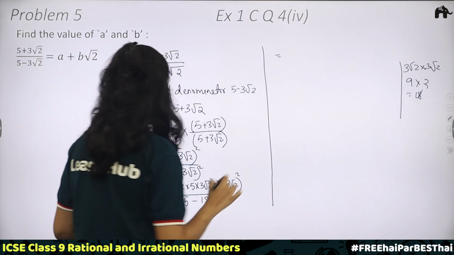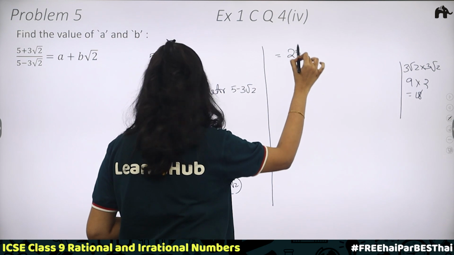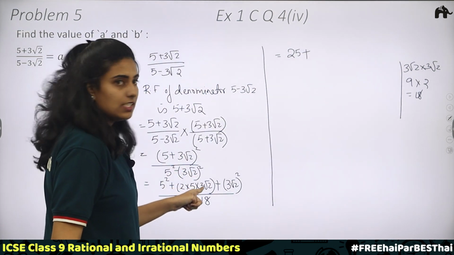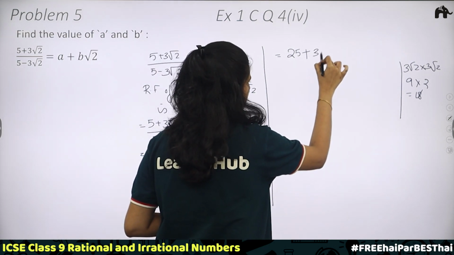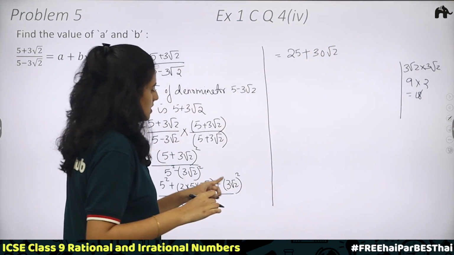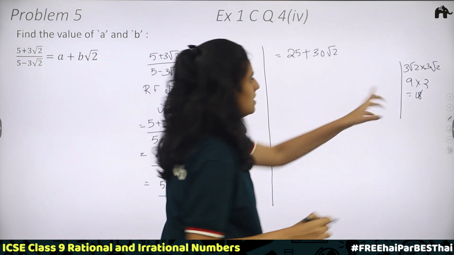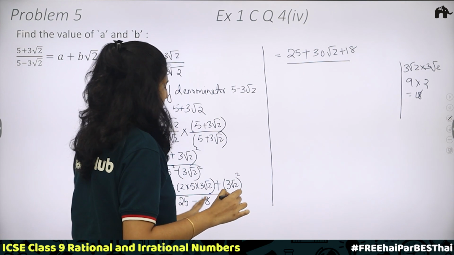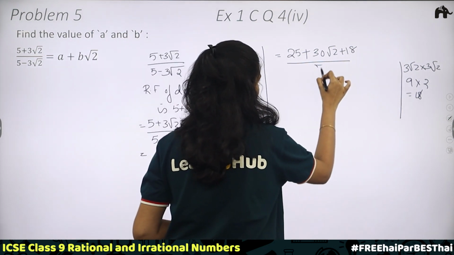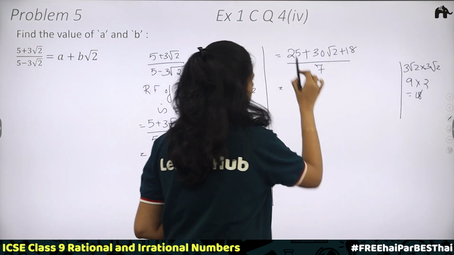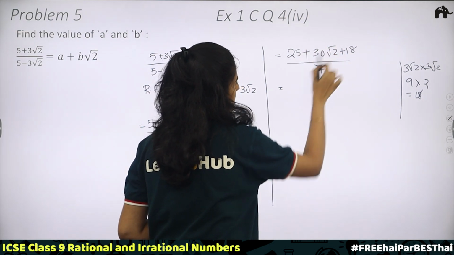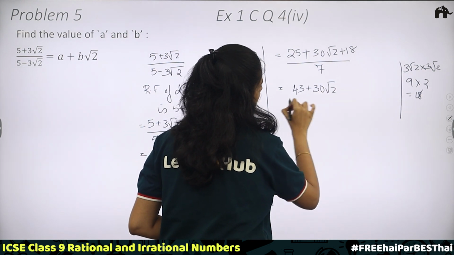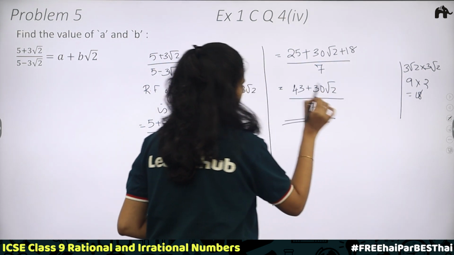That is equal to 5 square is 25 plus 2 into 5, 10. 10 into 3, 30. 30 root 2 plus 3 root 2 whole square. 3 root 2 whole square is 18. Divided by 25 minus 18, which is equal to 7. So, this is 25 plus 18, which is equal to 43 plus 30 root 2 whole divided by 7. This is your final answer.